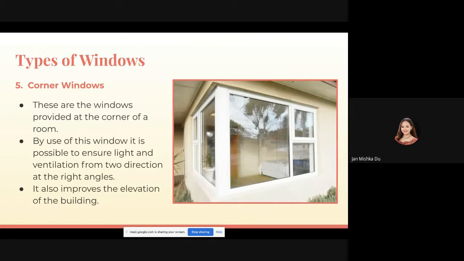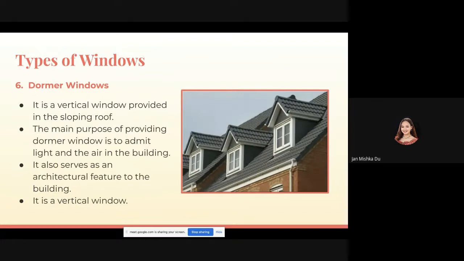For the fifth, it's the corner windows, and these are the windows provided at the corner of a room. By use of this corner window, it is possible to ensure light and ventilation from two directions at right angles. And it also improves the elevation of the building. Next, please.